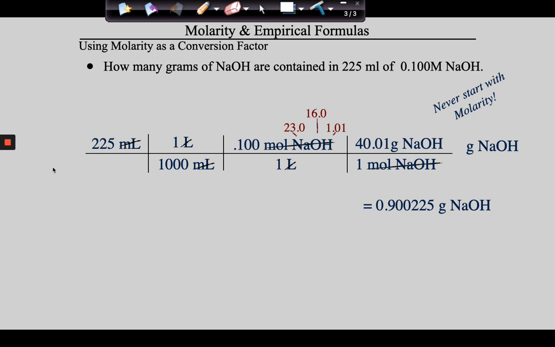Now gang, I know that you're comfortable with significant digits, so let's do this. 225 is 3. 1,000 in a liter is perfect. The molarity is not perfect. That's 2 significant digits. And then guys, the mass off the periodic table is 4. So that leaves us with 3. So that rounded to 3 significant digits would be 0.900 grams.